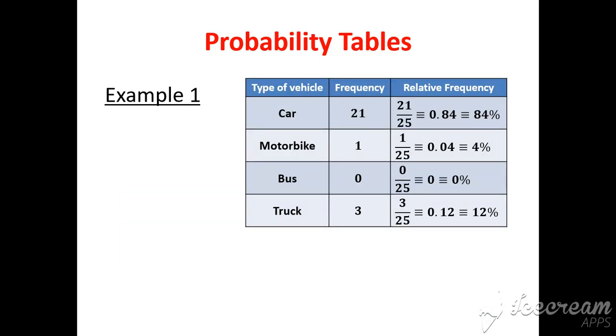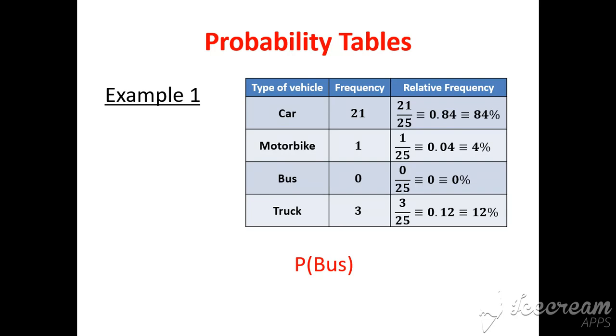Right, so let's use the table to answer some questions. Here's the first question. What's the probability of a car? P means probability, and inside the bracket is the event occurring. So what's the probability that a car passed the school gates during that 10 minutes? And that's easy. We can read off the table. It's just 21 out of 25. We could write it as a decimal or a percent, whichever you prefer.